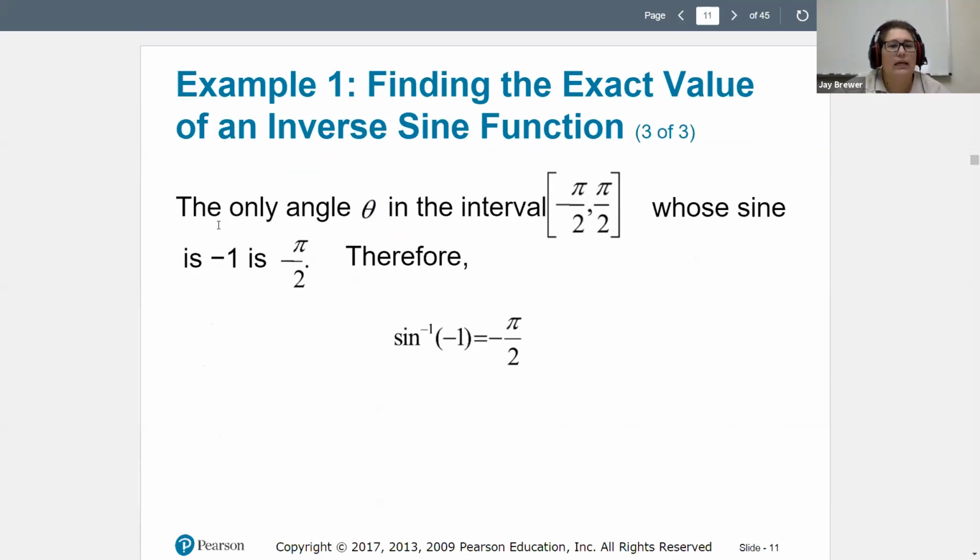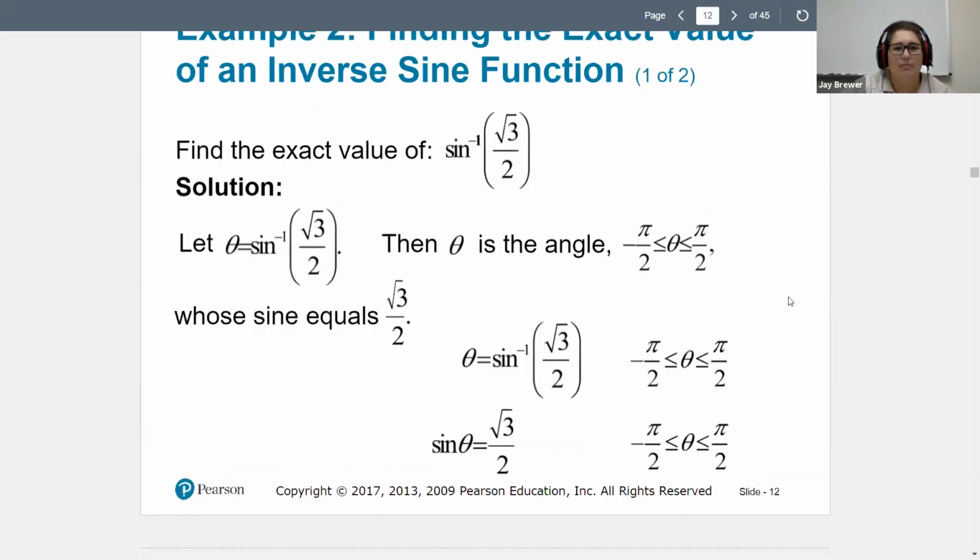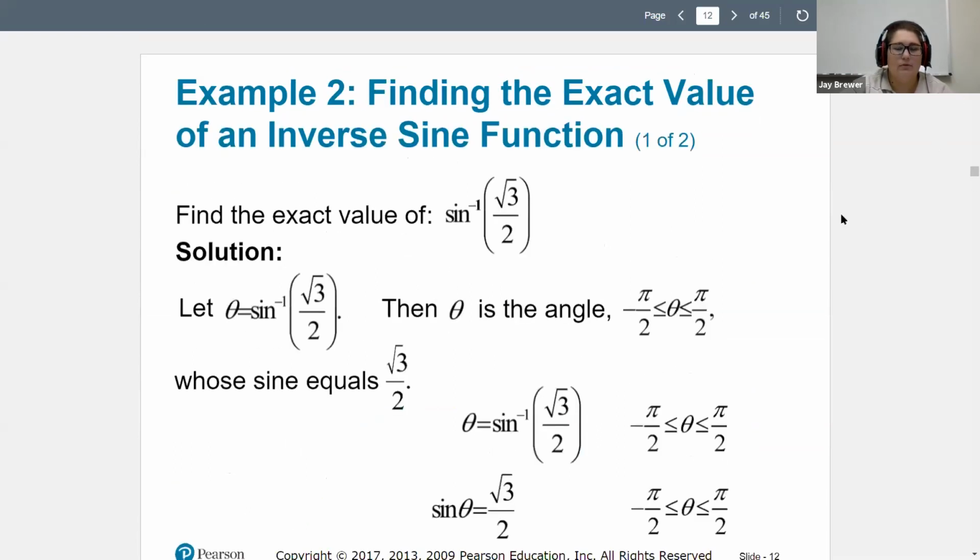So therefore, the only angle theta in the interval between negative pi over 2 and pi over 2, whose sine is -1, is, and just for those of you who can't see that, negative pi over 2. Therefore, they give you that. Okay? Any questions on that? All right. This should be a refresher for everybody, but we'll keep working on the assumption that it's new. Example 2 says finding the exact value of a function again.